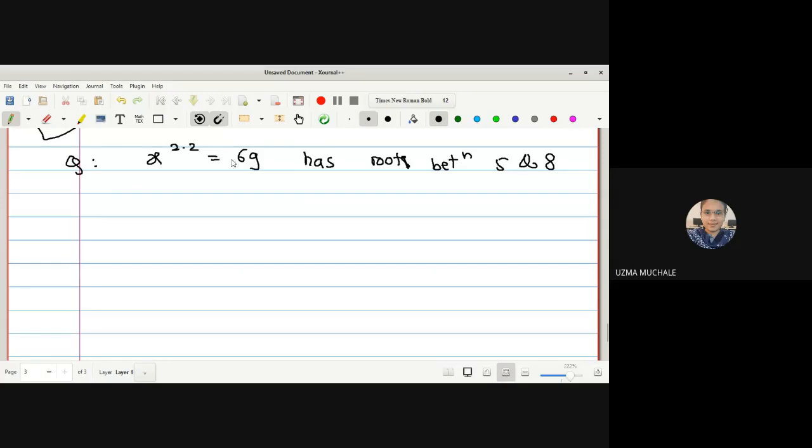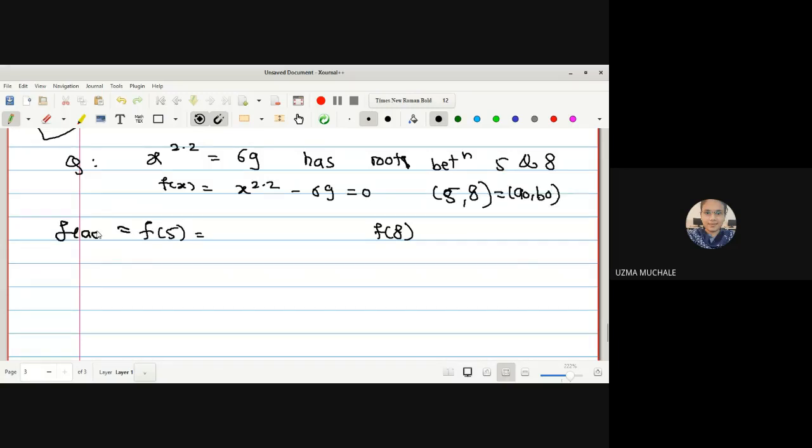Actually, they have done our starting work. Instead of us finding a and b in such a way that we get the root, they have provided us an interval. Simply we have to find the values. First, we write the equation f of x is equal to x raised to 2.2 minus 69 equal to 0. Then we find the value of f of 5 and f of 8. The interval provided is 5 to 8, which is nothing but a naught, b naught. This is f of a naught and this is f of b naught.